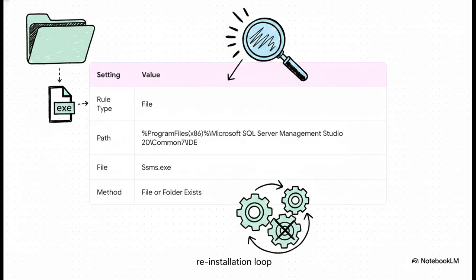You're using a file rule type. You must target the exact ProgramFiles path, specifically that Common7 IDE folder, and target SSMS.exe. You have to be super precise with this, otherwise Intune gets confused and might falsely trigger endless, silent background reinstallations. We definitely don't want that.